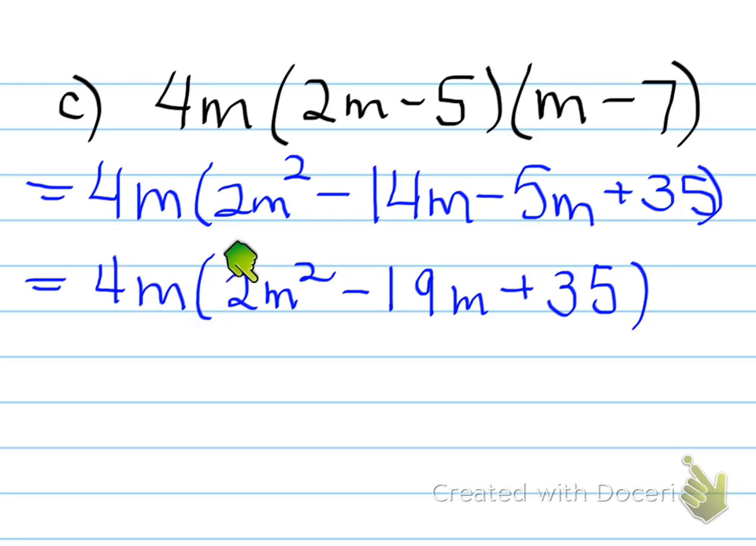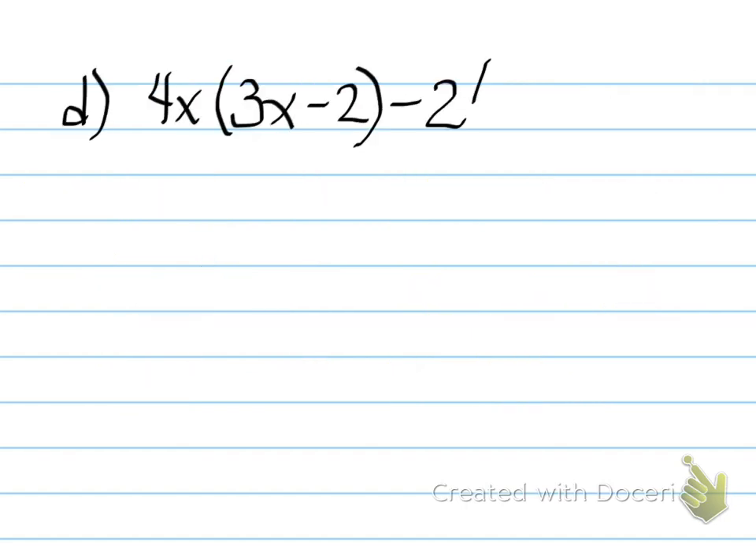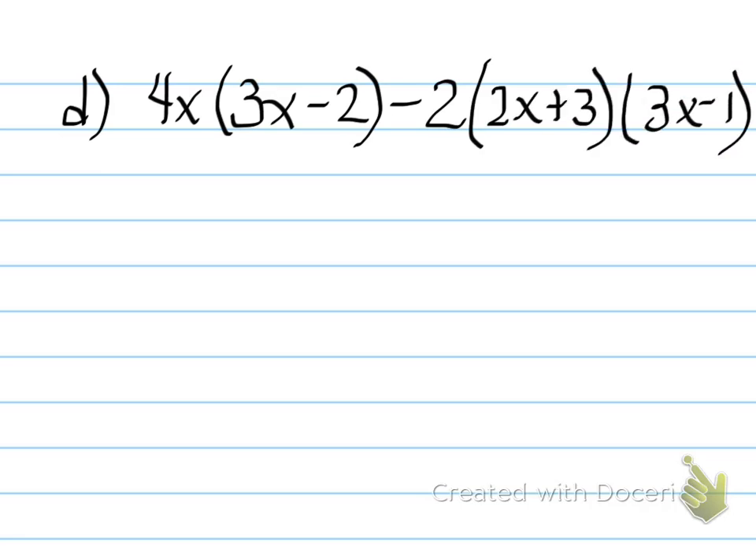So 4m times 2m squared is 8m cubed. 4m times minus 19m is minus 76m squared. Plus 4m times 35 is 140m. All right, and that's the end of that example. We've got one more to go, folks, and a little bit harder this time, a little more complicated, and just to show you what we have to do for this. First of all, let's treat these as two separate entities.